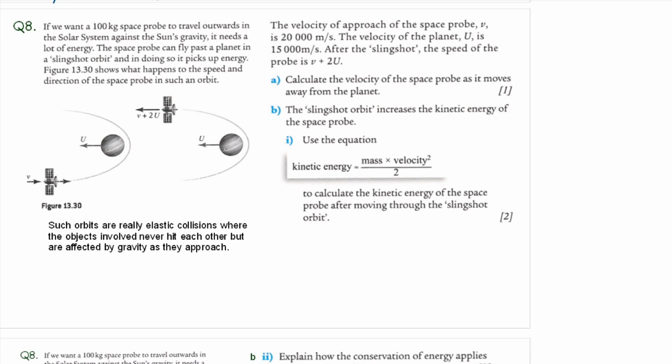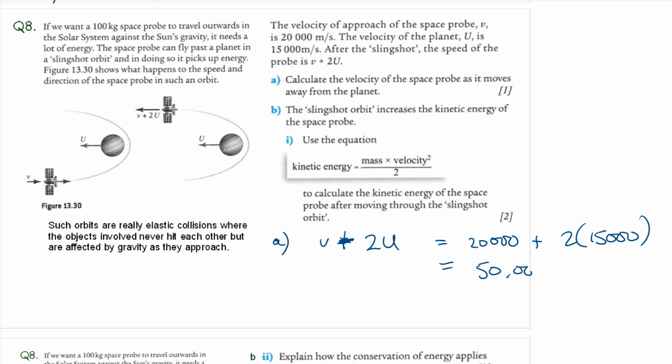Have a read through this question. I'm going to go through the answers. A. Calculate the velocity of the space probe as it moves away from the planet. It is now moving at v plus 2u, and that equals 20,000 plus 2 lots of 15,000, and that will give us 50,000 meters per second.